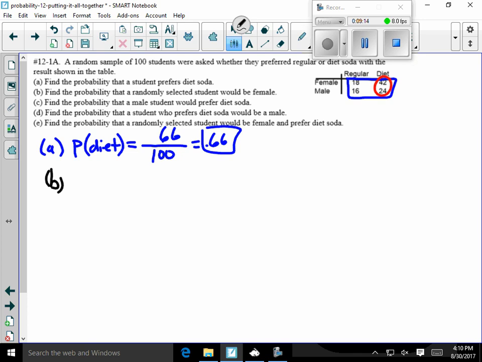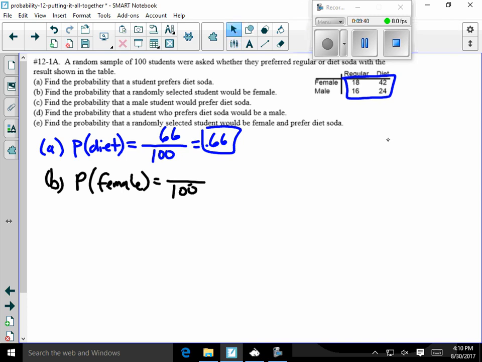Okay, let's look at number B. This one says to find the probability that a randomly selected student would be female. So the probability that a student is female, we could write like that. And so that means that this is a simple probability, right? And so that means that, again, the sample space is going to be all 100 students, right? All 100 students there. So the bottom of this fraction would be 100. And then the top of the fraction, the numerator, is going to be the event that they are female, right?